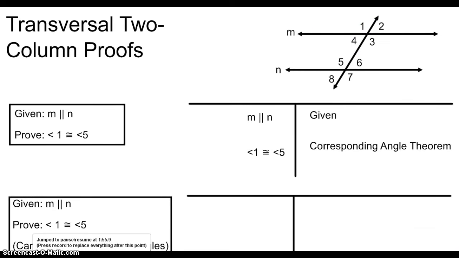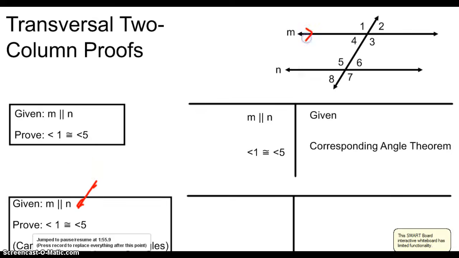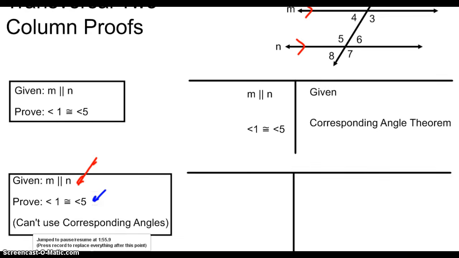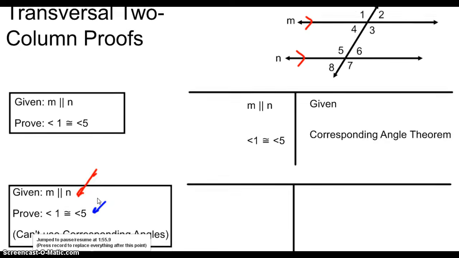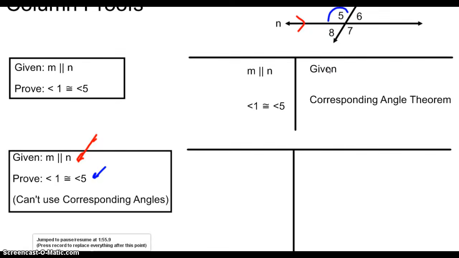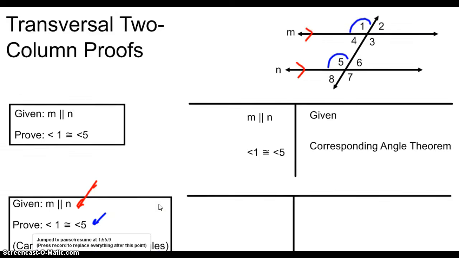Let's take a look at the second one. All right, starts the same way. Given m is parallel to n. Let's mark that in the diagram. And prove angle 1 is congruent to angle 5. Well, that's the same thing as before, so let's mark that. Angle 1 is congruent to angle 5, but there's a difference here. This says that you can't use corresponding angles. So I can't do the same thing as before because I can't use corresponding angles. What are we going to do?